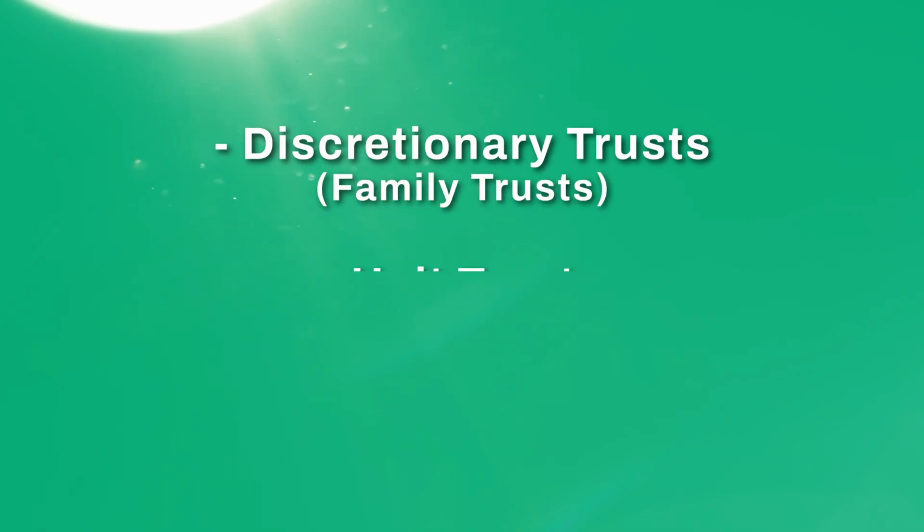Now, the three main types of trusts which are used for holding property are discretionary trusts, which can also be known as family trusts, unit trusts, and also a special type of trust that are a combination of both called hybrid trusts.